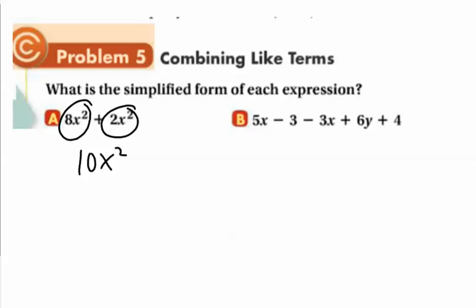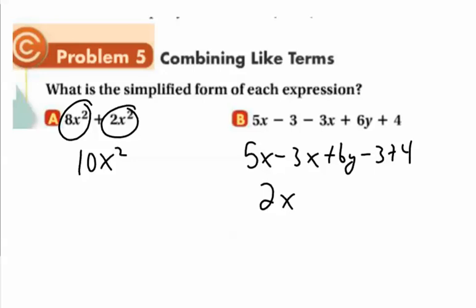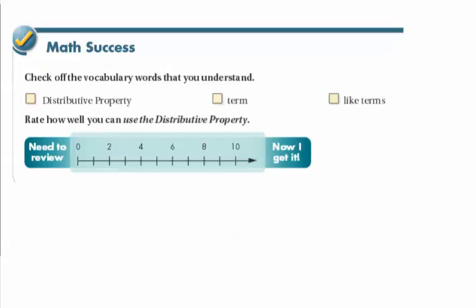If you look at this one right here, what I'm going to do is I'm going to group everything together. 5x minus 3x plus 6y minus 3 plus 4. So when we do that, 5x and 3x come together and make 2x. The 6y goes along because it's by itself. And -3 plus 4, I think that's plus 1. There you are. That is it. You have a got it. Why don't you try to do it real quick?